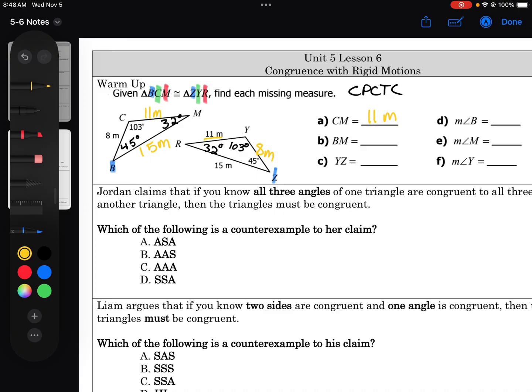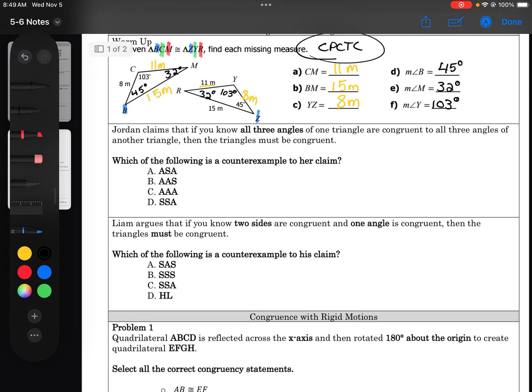The length of BM is 15 meters. The length of YZ is 8 meters. The measure of angle B is 45 degrees. The measure of angle M is 32 degrees. The measure of angle Y is 103 degrees. Remember, corresponding parts of congruent triangles are congruent, okay?